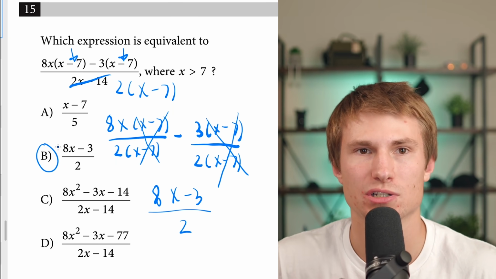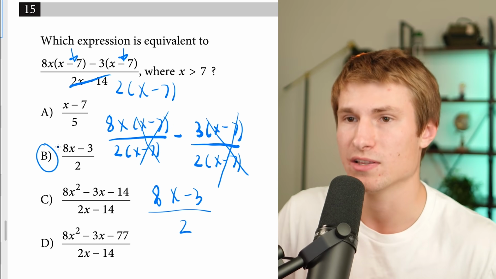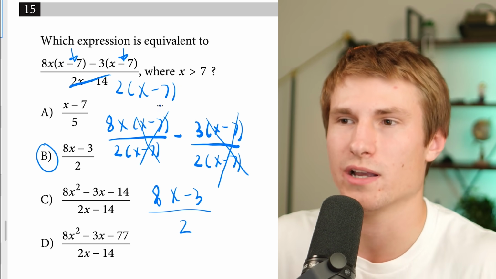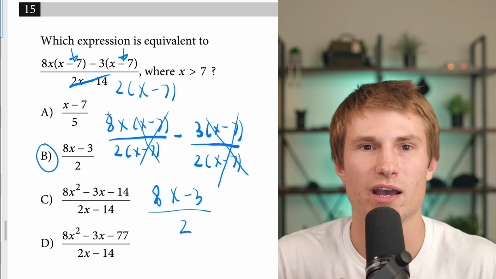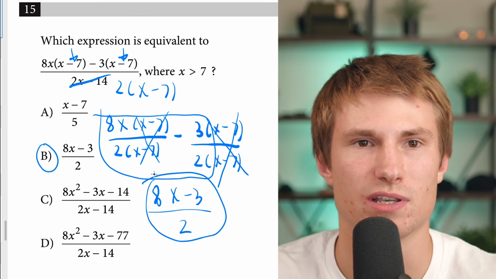So to answer this question, what you really need to understand is, one, how to factor so you can get that x minus 7 out, and then second, how to change between these similar forms of division. You can write (8x minus 3) over 2 like this, and you can also write it like this. So that's really what you need to understand for this question.